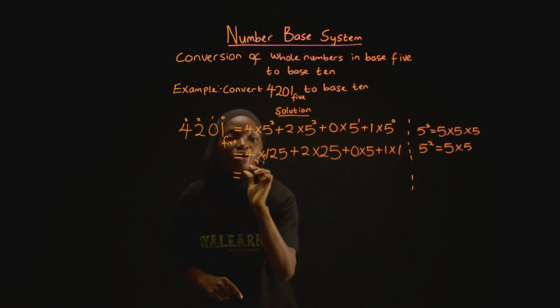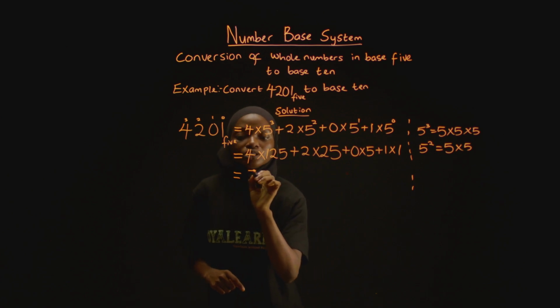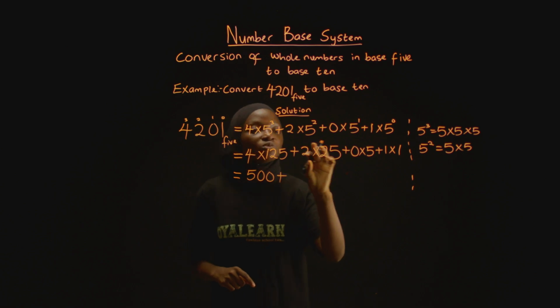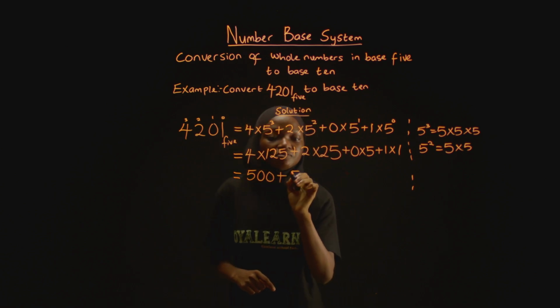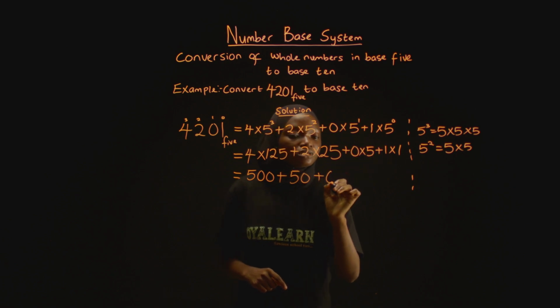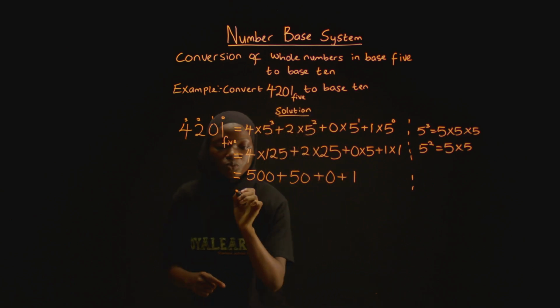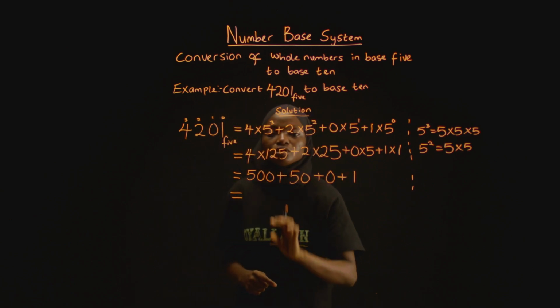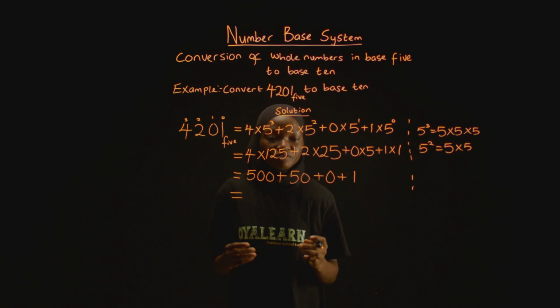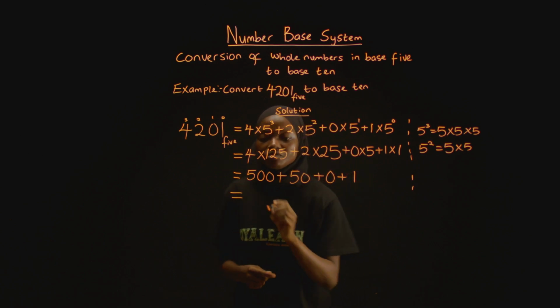Let's multiply. 4 multiplied by 125 gives us 500, plus 2 multiplied by 25 gives us 50, plus 0 multiplied by 5, 0, plus 1 multiplied by 1, 1. We have 500 plus 50, that gives us 550, plus 0, still 550, plus 1, 551.